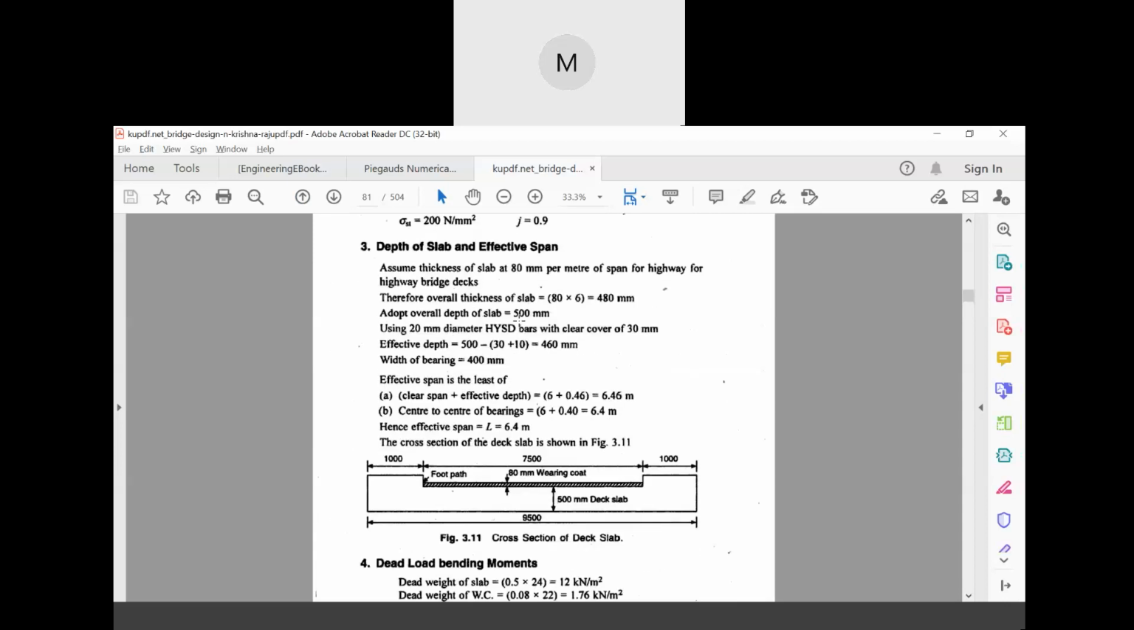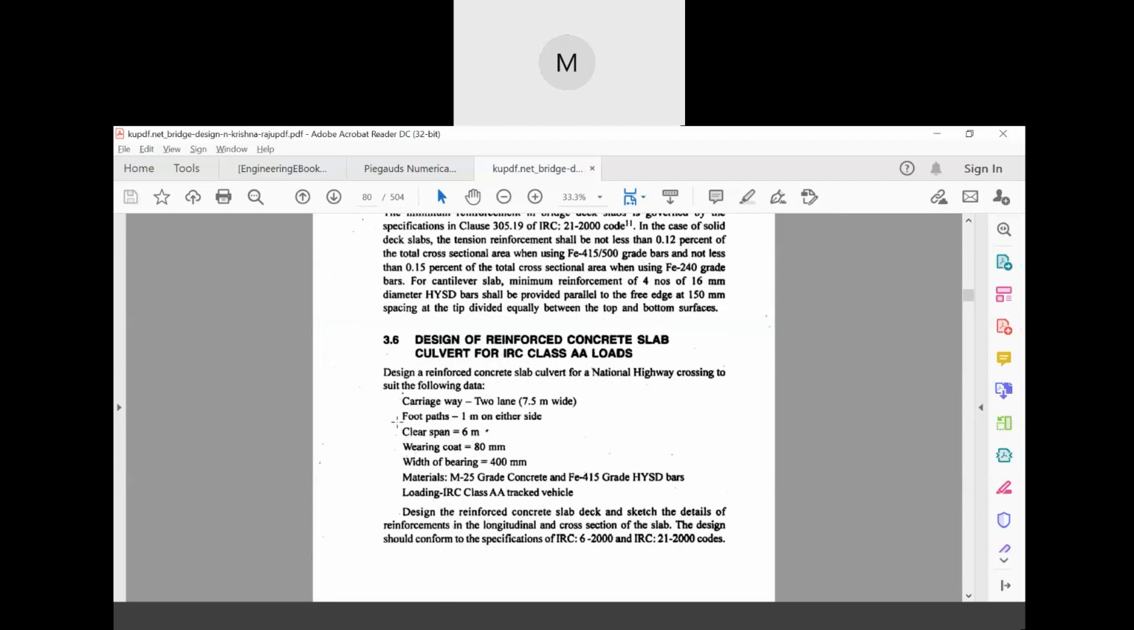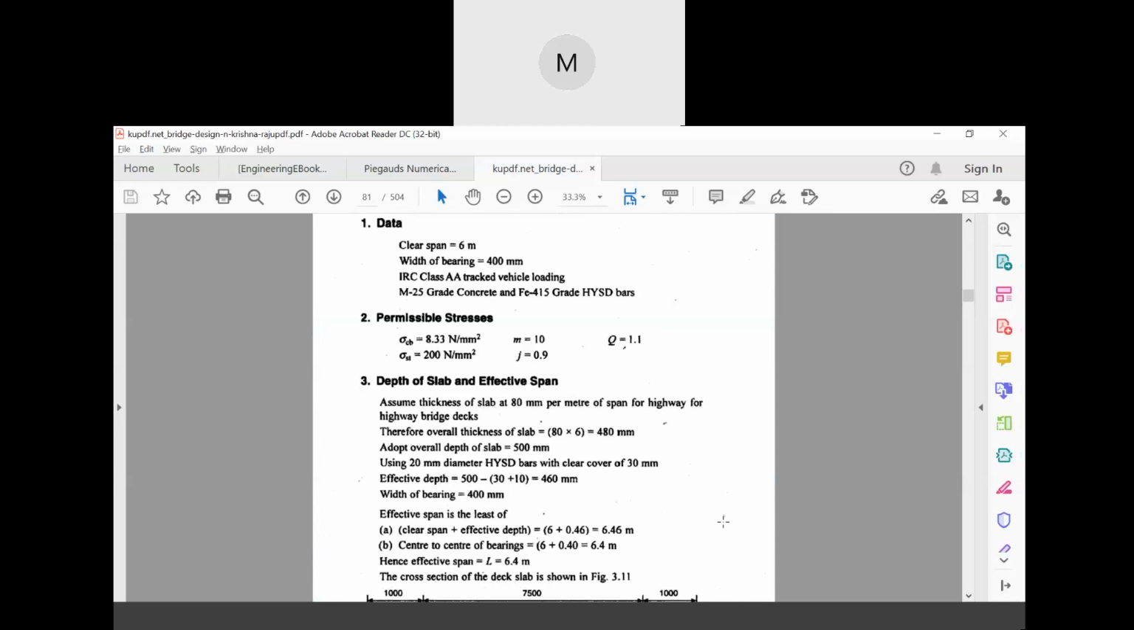If you see here, assume thickness of slab at 80 mm per meter span for highway bridge decks. So we'll have to assume per meter span. For 1 meter, it will be 80 mm. That means for 6 meter span, it will be how much? 480 mm. Why? Because 6 meter clear span is given in the data, if you see from the question. So you have assumed it like this.